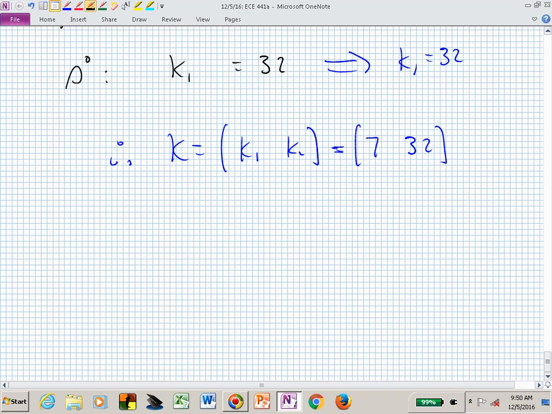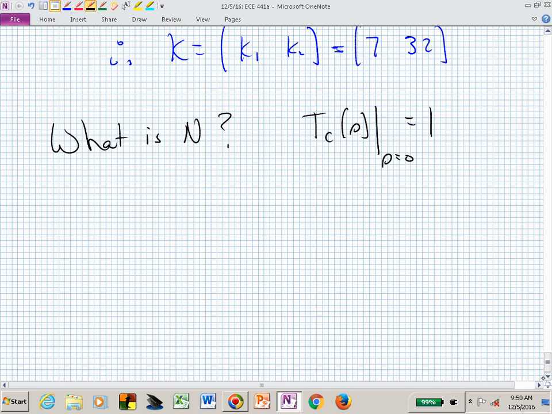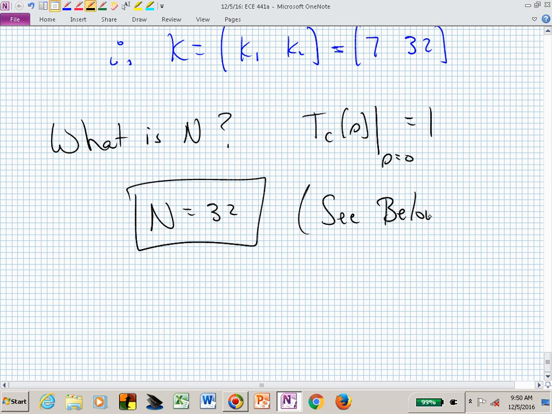What's the only thing left to do? Find N. What is N? That now needs to be determined to make our DC gain equal to 1. I'll give you the punchline and maybe I'll fill in the gaps after class, but this actually produces an N of 32. See below.